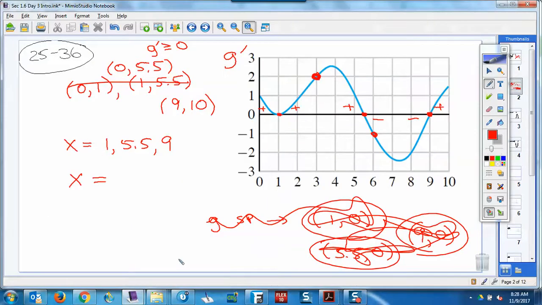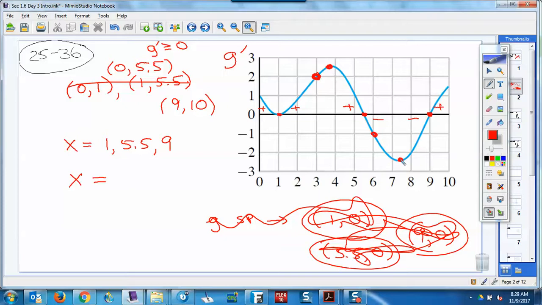All right, 32. The graph of G prime has a local max at 3.8 and a local min at 7.4. So that's what I was talking about earlier about giving you those values, 3.8, 7.4. What do these facts say about G? What's going on with G there? Inflection.